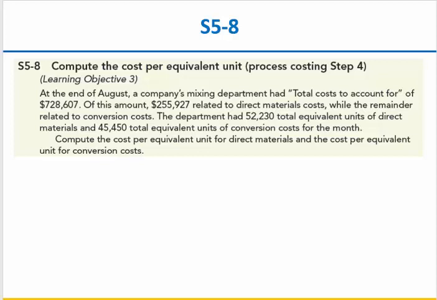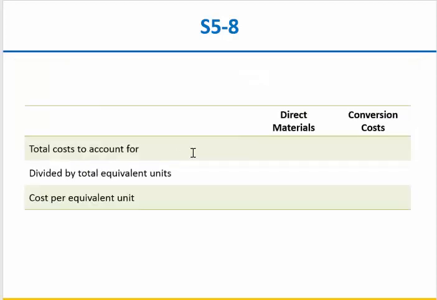The department had 52,230 total equivalent units of direct materials and 45,450 total equivalent units of conversion cost for the month. Compute the cost per equivalent unit for direct materials and the cost per equivalent unit for conversion cost. The question is not that bad. I'm going to set up a table. We have total cost to account for divided by the total equivalent units. That's how you find the cost per equivalent unit, right?